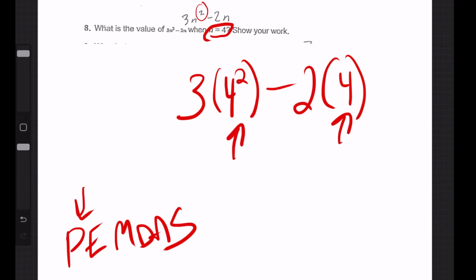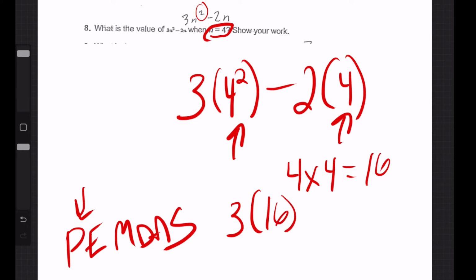And then we've got this one here with the 4 squared. Now, do we need to do something there? We sure do. That's a 4 squared. We need that number, whatever that is. We need that simplified. So let's start with that. 4 squared is just 4 times itself. And 4 times 4 is 16. Now let's rewrite the question and replace the 4 squared with the 16. So now we've got 3 times 16 minus 2 times 4.